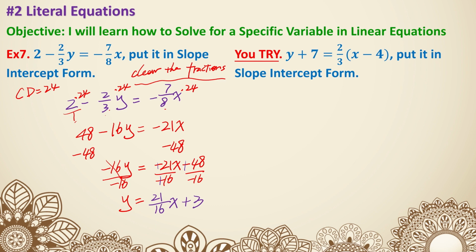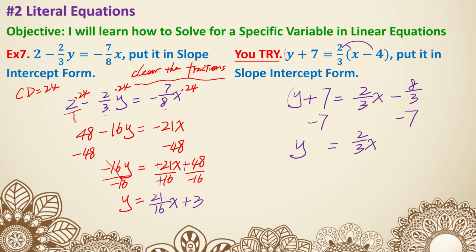Next, example 8. Put it into slope-intercept form, which means we're trying to get y by itself. But on the right side, we do need to distribute first. So y plus 7 equals 2/3 x minus, that is 2/3 times negative 4, so it's minus 8/3. For this one, we do not have to get rid of the fractions because the y is by itself. So we just need to subtract the 7 over. So y equals 2/3 x minus 8/3, then minus 7.